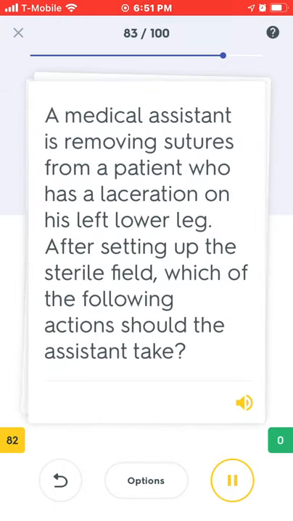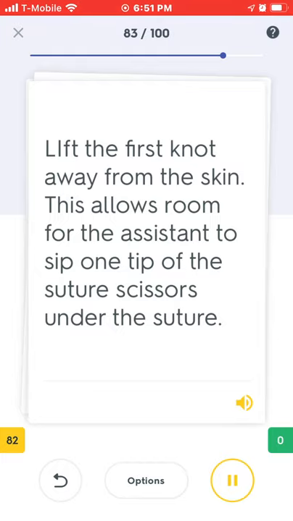A medical assistant is removing sutures from a patient who has a laceration on his left lower leg after setting up the sterile field. Which of the following actions should the assistant take? Lift the first knot away from the skin. This allows room for the assistant to slip one tip of the suture scissors under the suture.